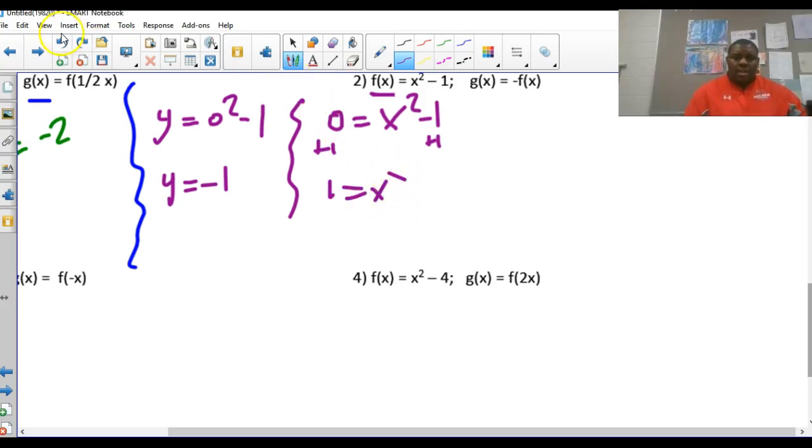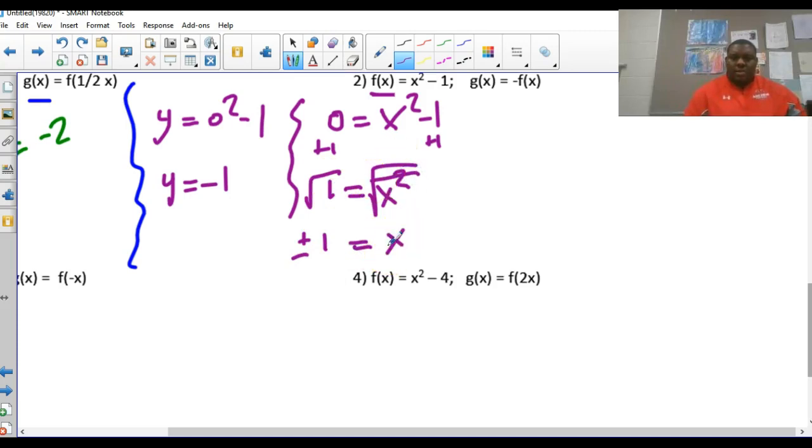Now, I'm about to take you backwards a little bit. Remember when you solve with this x squared, it gives you plus or minus 1. Because the square root of 1 is positive 1. The square root of 1 is also -1, since -1 times -1 is 1. Okay.